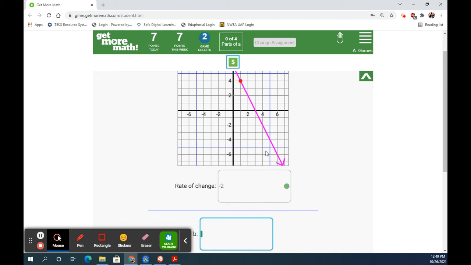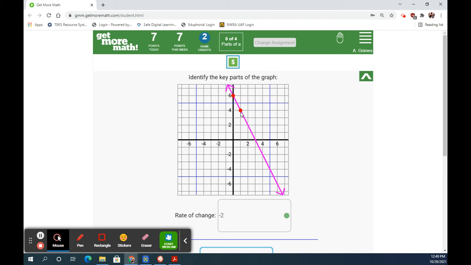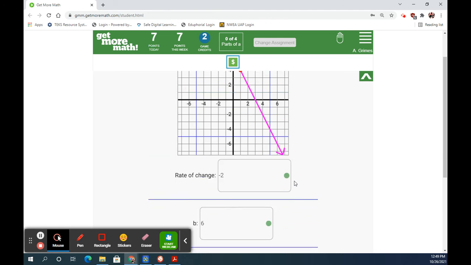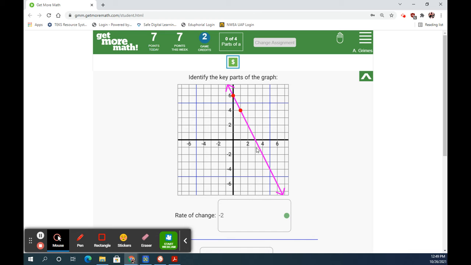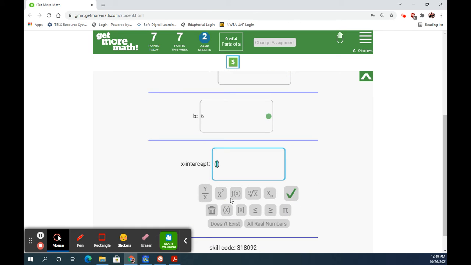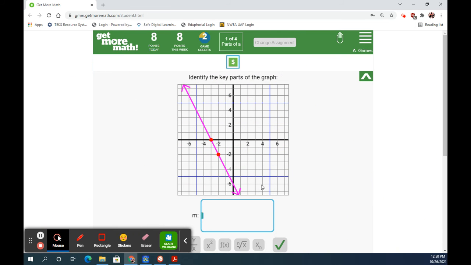All right. B. What is B here? 6. 0, 6 is the y-intercept, but all we got to do is put in 6. Now, what's the x-intercept? It's a point on the graph. 3, 0. Remember, you can just hit your parentheses. 3, 0. Hardest part is finding the graph.